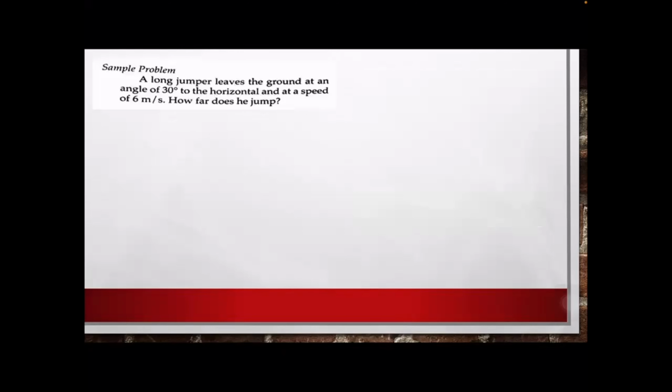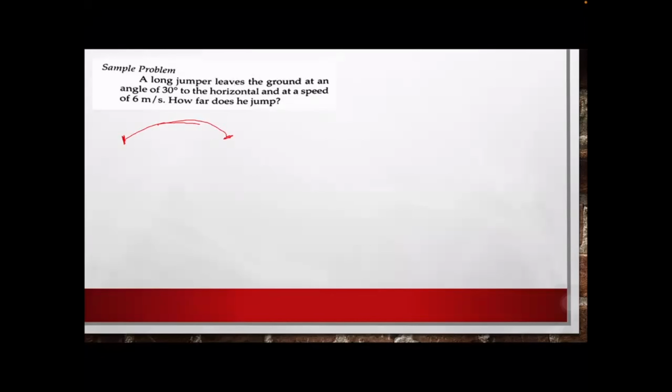Okay, so let's have the problem. So, ayan. Yung problem na aking dinidiscuss ay nasa inyong screen na. A long jumper leaves the ground at an angle of 30 degrees to the horizontal at a speed of 6 meter per second. How far does he jump? So, ulitin ko, yung long jumper dyan, starting, tapos pag ganyan siya, tatalon siya. Tapos maglalanding siya somewhere in the field.